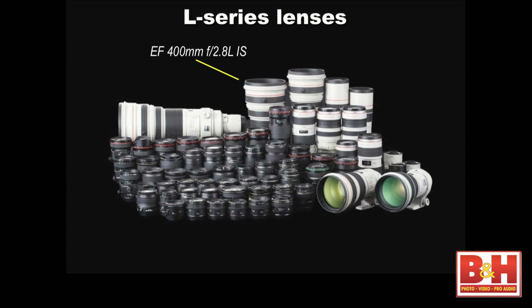So we got a couple of dozen of those to choose from. And typically people say, oh yeah, the L lenses, those are the white lenses. Not necessarily. The white lenses are L lenses. However, the red ring around it designates the L. So we do have a lot of white lenses to choose from, but we also have black lenses that have the red ring around it.